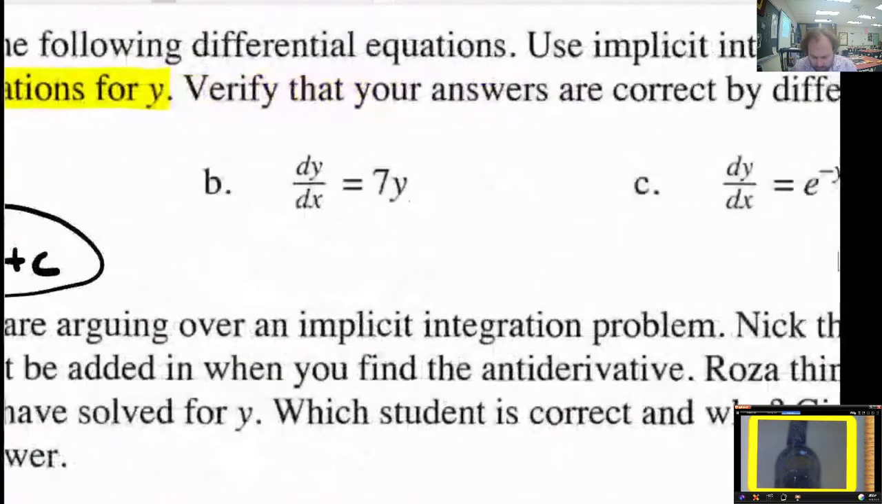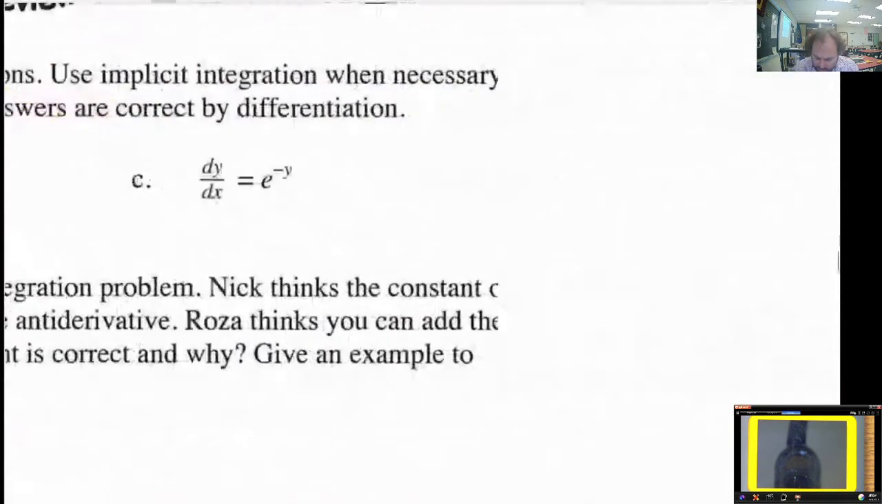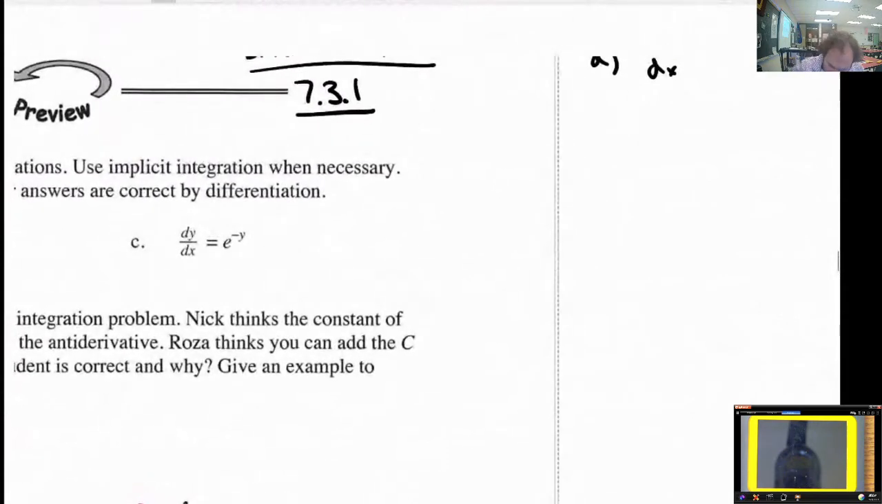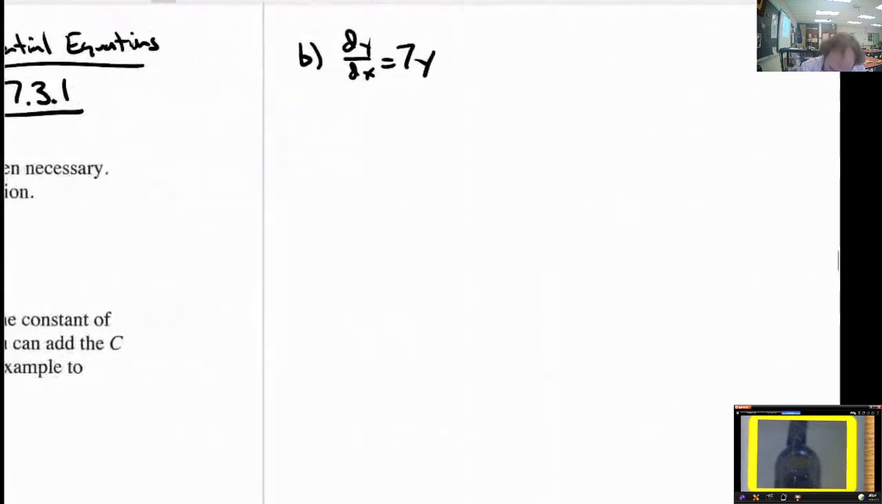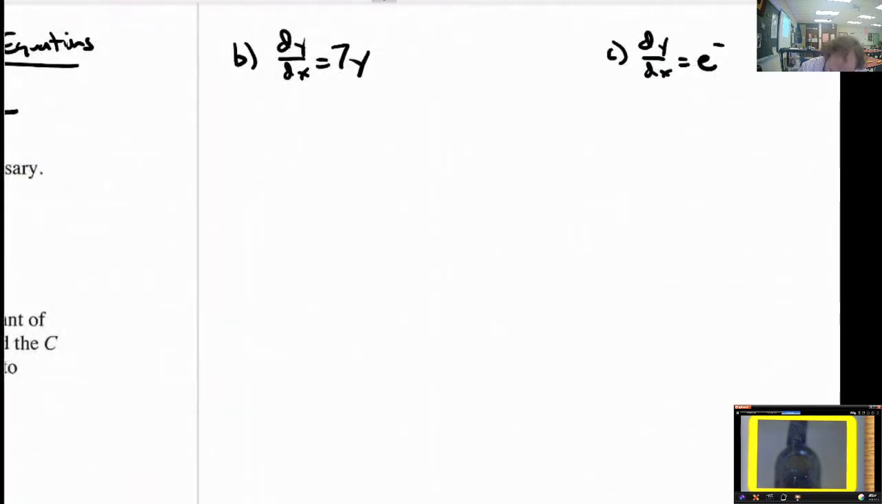B, however, is really at the heart of what we're doing here in chapter 7.3. So I'm going to make a spot for B all the way over here. This is for part B. We know that dy/dx is equal to 7y. I'm also going to make a space for question C. We know that dy/dx is equal to e to the negative y power, like that.